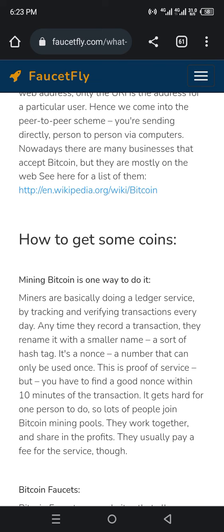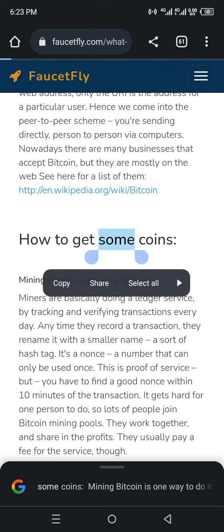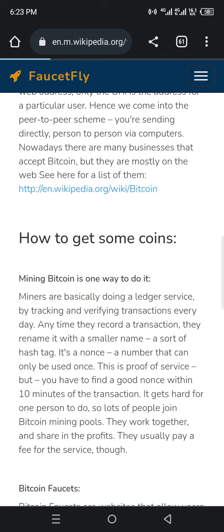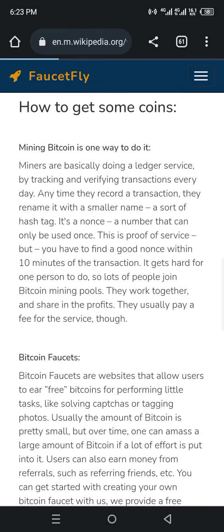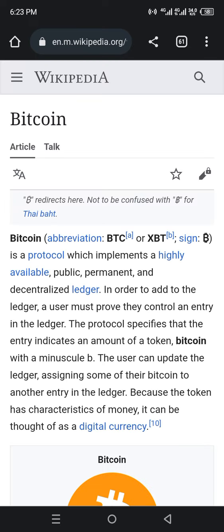So in case you want to embark on mining Bitcoin precisely, if you don't have up to $1 million in your account, don't think about it, forget about it, just buy Bitcoin and keep it in your wallet. That's the best advice I can give you. So miners are basically doing a ledger service by tracking and verifying transactions every day. Anytime they record a transaction, they rename it to a smaller name like going to kit.